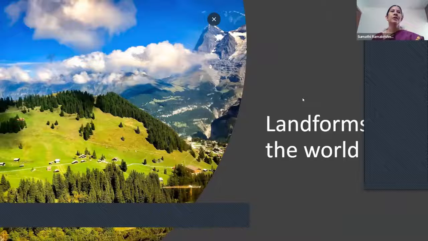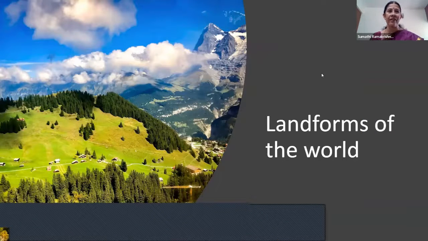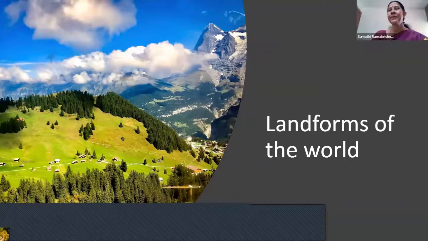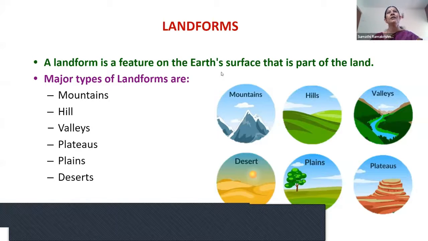So now you can have a clear view of the landforms. Yes, it is not even everywhere. You can see houses down, you can see the trees, you can see mountains. So it's uneven. Now, these are the major landforms of the earth. A landform is a feature on the earth's surface that is part of the land. So the main types are mountains, hills, valleys, plateau, plain, and desert.